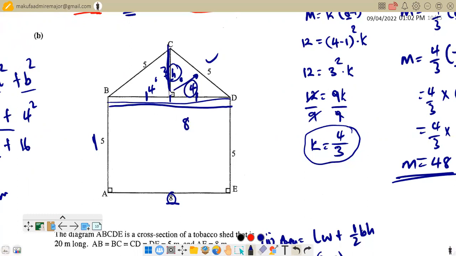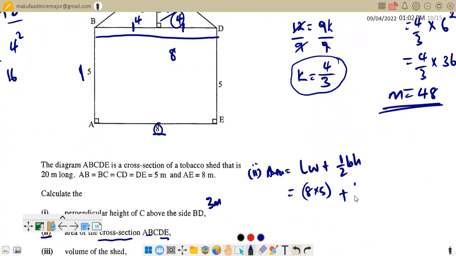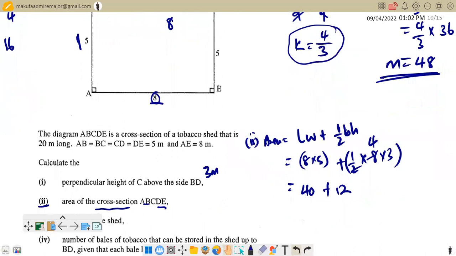So this is the base, and this is your perpendicular height, which is 3. So it's half of what? It's half of 8 times 3. So half of base, we said our base is 8, times the height, which is 3. So that's what you're going to have. 8 times 5, that is 40, plus half of 8, which is 4, times 3, which is 12. So we can add the 2. That means we are going to obtain 52. If I'm not mistaken, here is going to be 52 square meters. Okay, so these are meters, so your area is going to be in square meters.